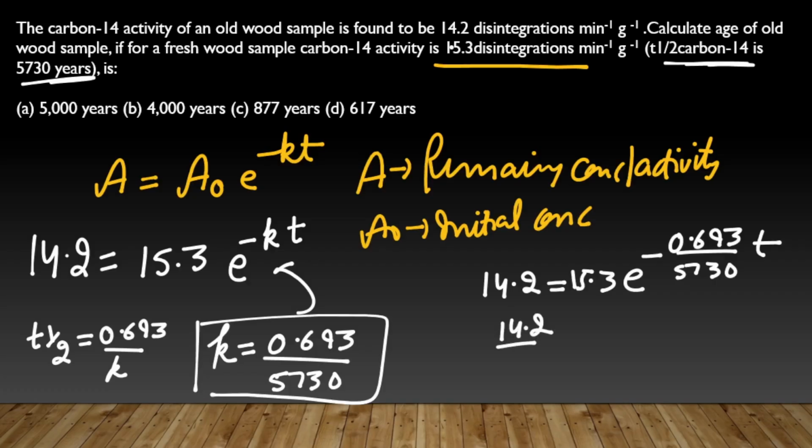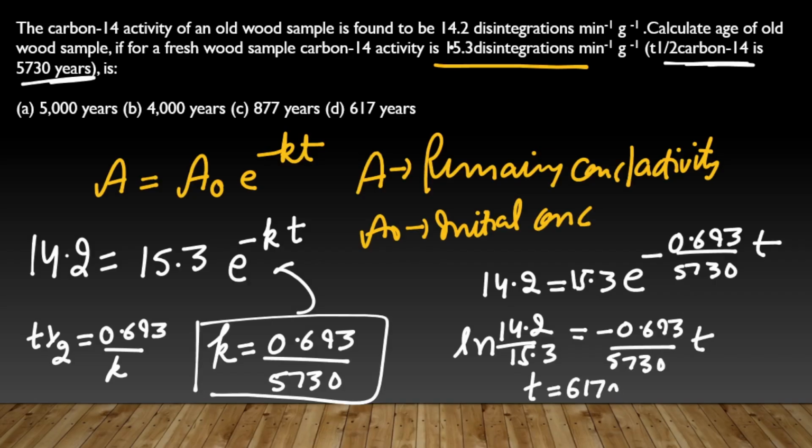So 14.2 upon 15.3, the natural log of this, will be equal to minus 0.693 upon 5730 into the time t. So from here, the t that we will be getting is 617 years. So this is going to be the answer, which is in option B, that is given to us. Okay, so I hope this one is clear to you.